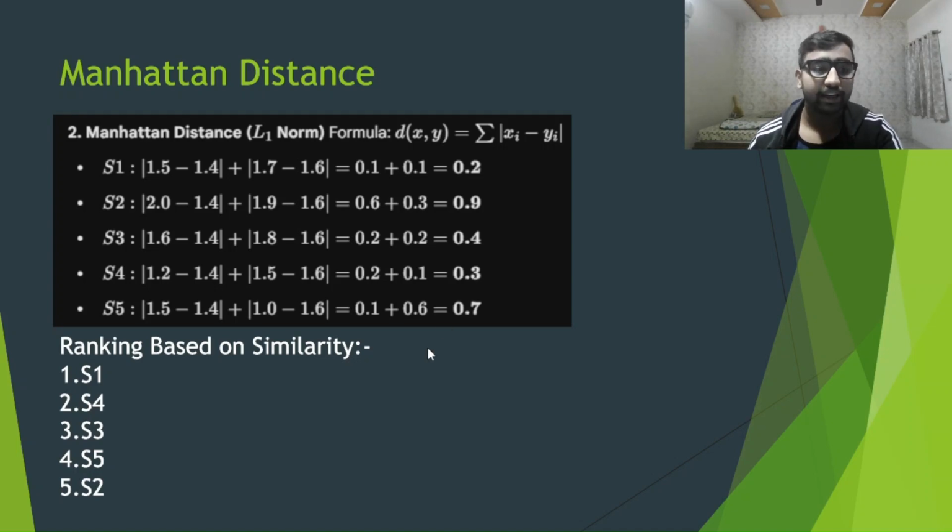Again, for Manhattan distance, the smaller the distance between two points, the greater their similarity. Hence, ranking based on similarity would be S1 being the most similar, then S4, S3, S5, and S2 being the least similar. This is the same as the Euclidean distance ranking.